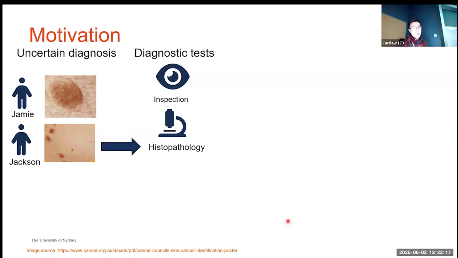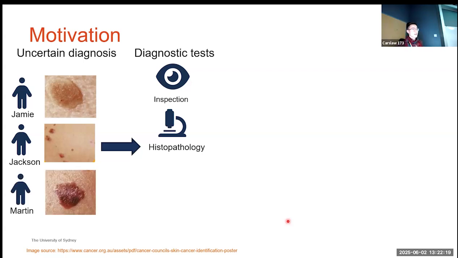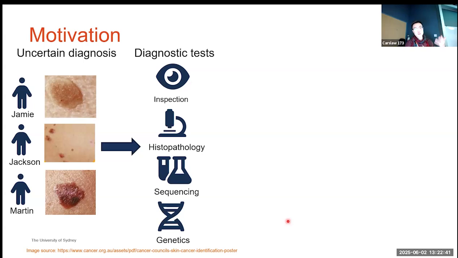Okay, but then let's say another person comes in, maybe Martin comes in, and again with a spot on his skin, and maybe again you have a look, you're not too sure, so you take a biopsy, send it to the lab, but then maybe the lab gets back and the result is also inconclusive. So then maybe you do some more tests, do some sequencing, maybe it's still inconclusive, maybe then you need to do some genetics analysis before you can finally get a confident diagnosis.